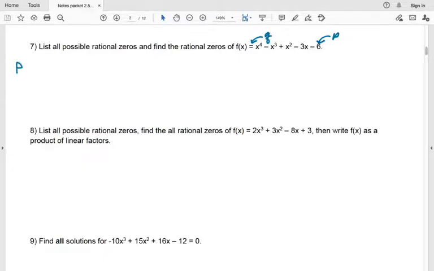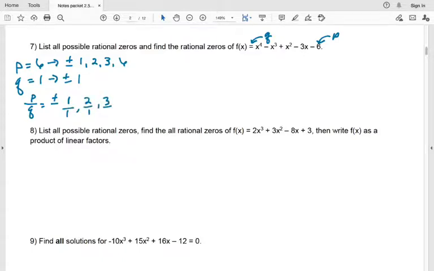So the p value is 6, and if I find the factors that make up 6, it's going to be plus or minus 1, 2, 3, and 6. Q is thankfully 1, and the factors that make up it are plus and minus 1. So when we do P over Q, we're going to do every P over every Q. So I'm just going to go ahead and put plus or minus here. It'll take care of all those. And then we've got 1 over 1, 2 over 1, 3 over 1, and 6 over 1.